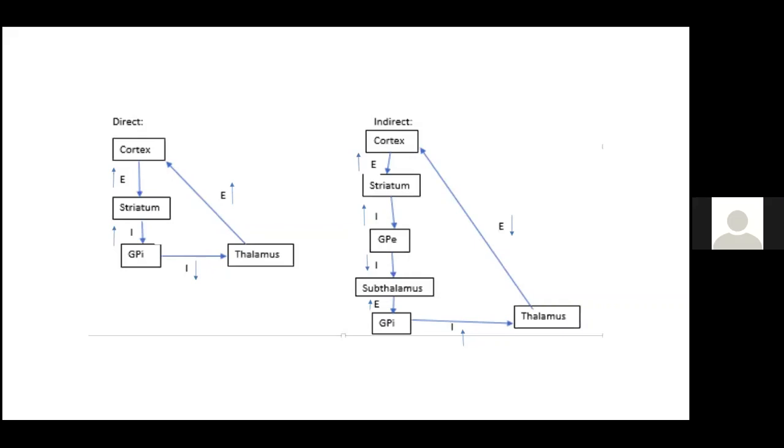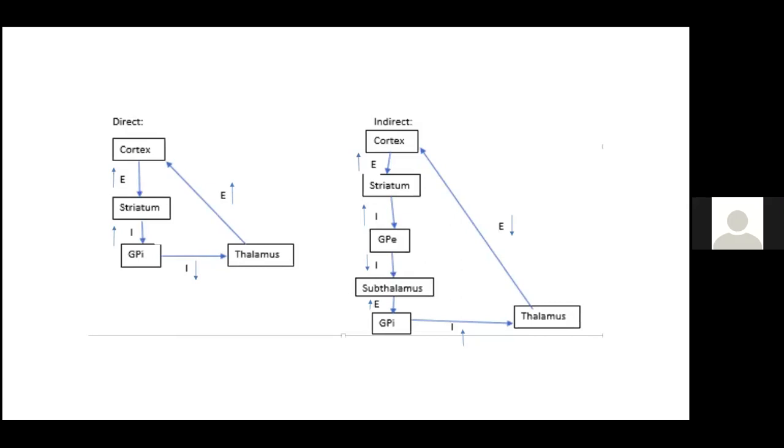Looking at the indirect pathway now, the cortex excites the striatum. The striatum is excited. It wants to go and inhibit the globus pallidus externa. So it goes and inhibits the globus pallidus externa. Now the globus pallidus externa is inhibited. It wants to inhibit the subthalamus, but because it's inhibited, it can no longer inhibit the subthalamus. So the subthalamus then wants to excite the globus pallidus interna. And because the globus pallidus externa has not inhibited the subthalamus, the subthalamus can then go and excite the globus pallidus interna. Now the globus pallidus interna this time is excited, and therefore it wants to go and inhibit the thalamus. So this time it can go and inhibit the thalamus. Now the thalamus is inhibited, so because it's inhibited, it can no longer excite the cortex. And that's how the indirect pathway inhibits the cortex.